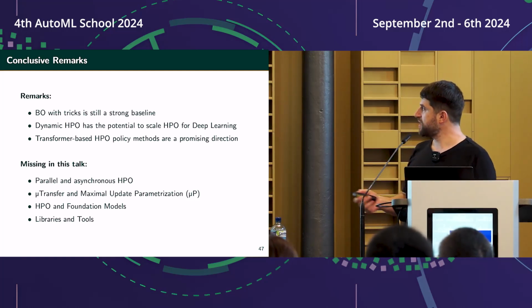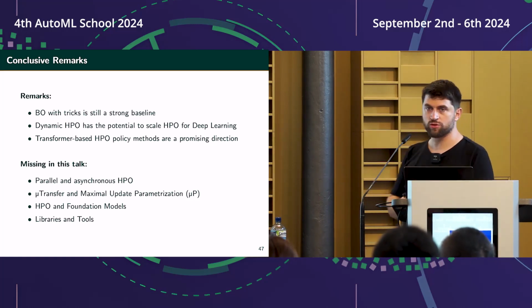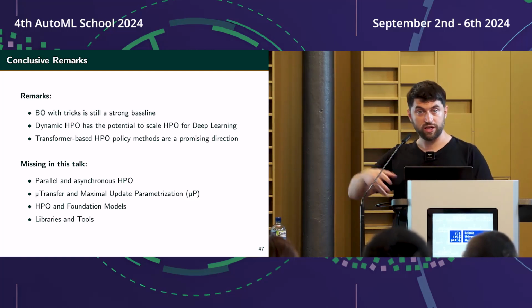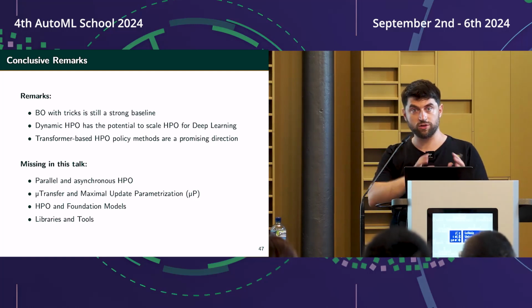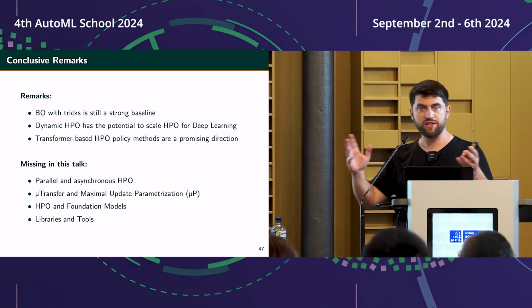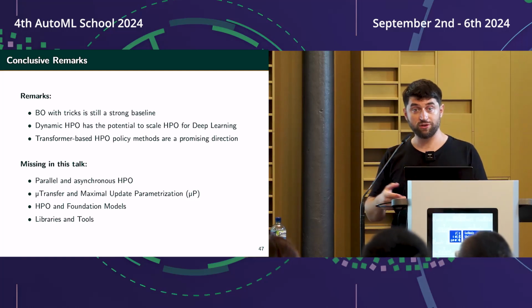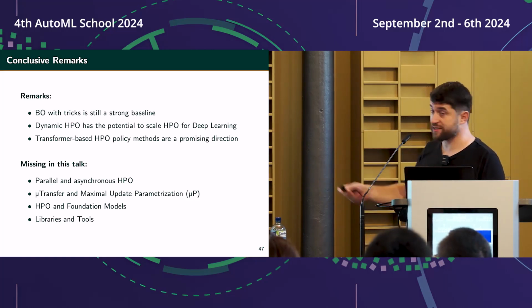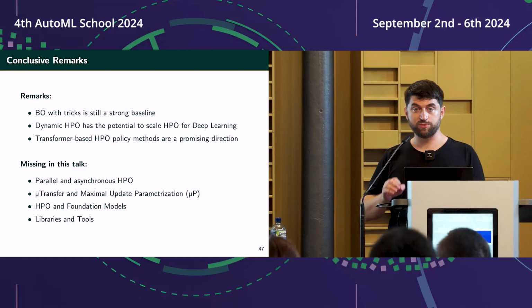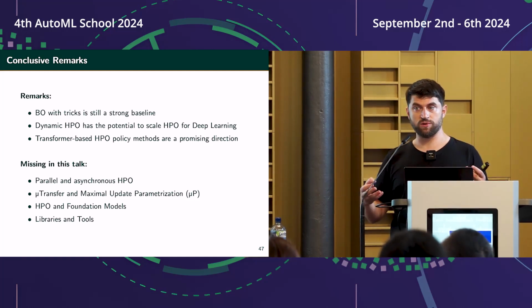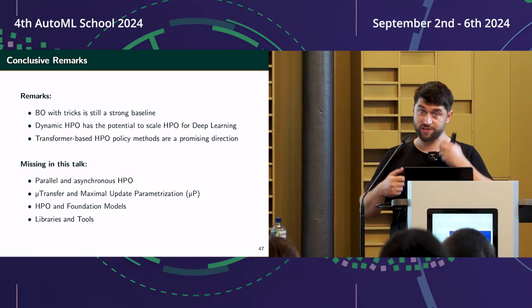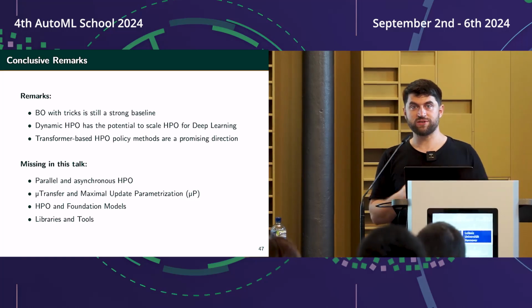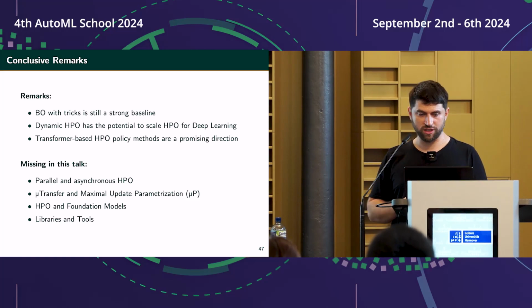The second point is dynamic hyperparameter optimization has the potential to scale HPO, because you can do HPO on small model sizes and use scaling laws to then transfer these optimal configurations to large model sizes. This is an interesting property for language models or for transformer-based foundation models. And the third is that language-based HPO policies are promising, such as OptFormer. So you can actually fine-tune language models on text-expressed performance history in order to conduct HPO.